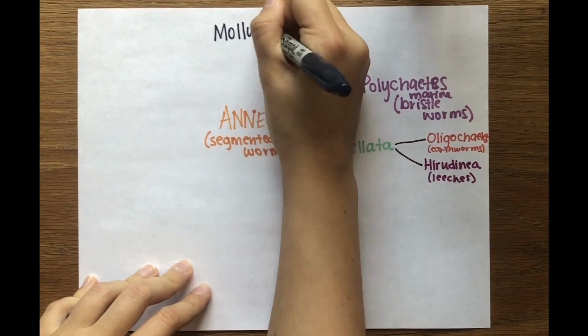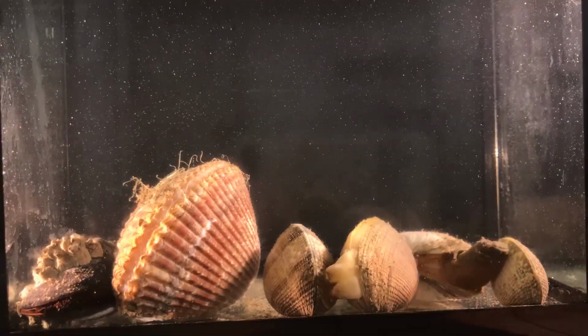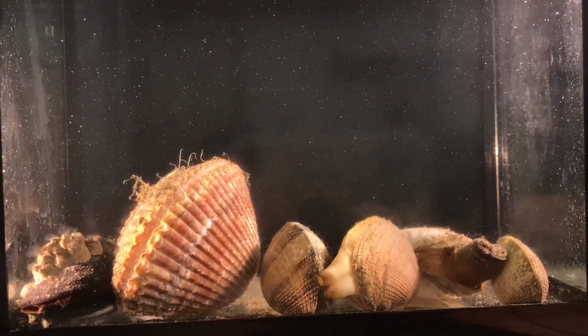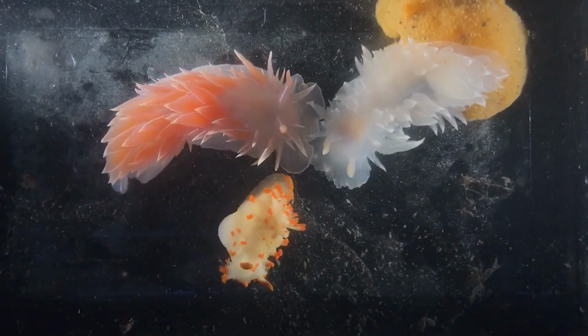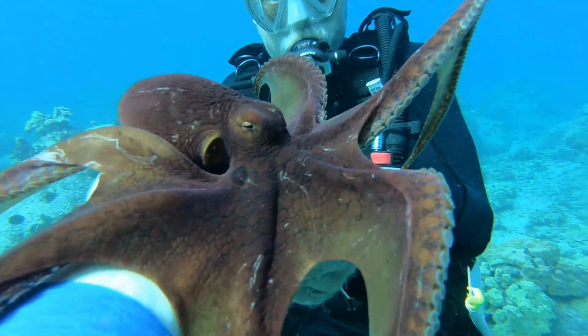Taking a step back on the phylogeny, annelids are most closely related to mollusks, which are the phylum that includes clams, snails, slugs like these cute little nudibranchs, and octopuses.